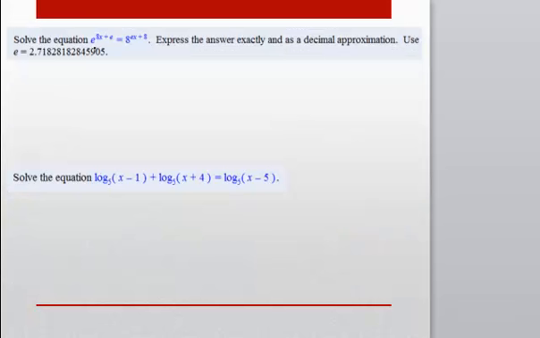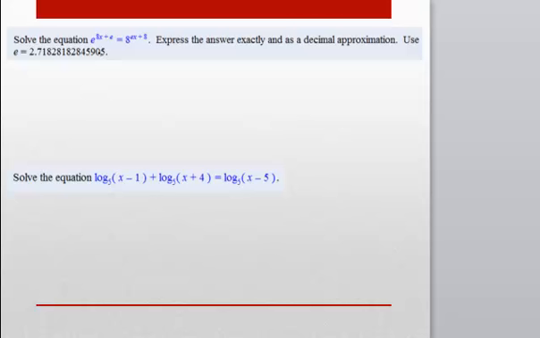Solve the equation e to the 8x plus e equals 8 to the ex plus 8. Express the answer exactly and as a decimal approximation. And we want to use this for e. So you can either type that in your calculator or you can use the e button that's on your calculator.